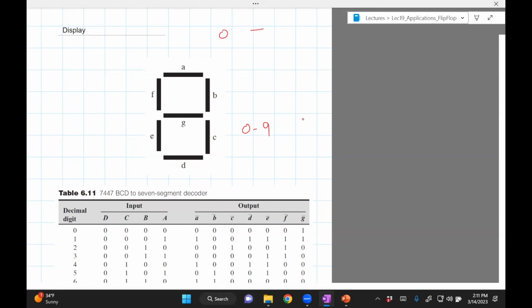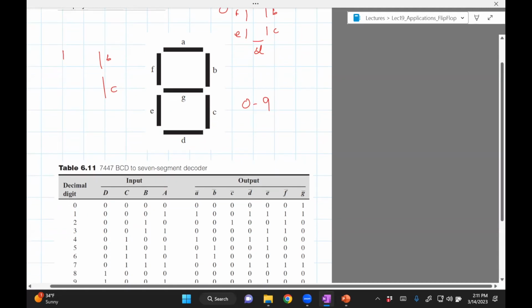So the number 0 can be shown this way. You need to light up A, F, B, C, E, and D. If you want 1, then you probably light up the two on the right, B and C. So what goes in here is that every time you get an output from this A, B, C, D, you need it to light up the appropriate segments.